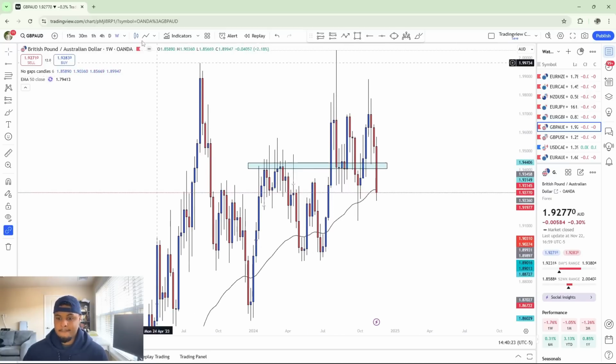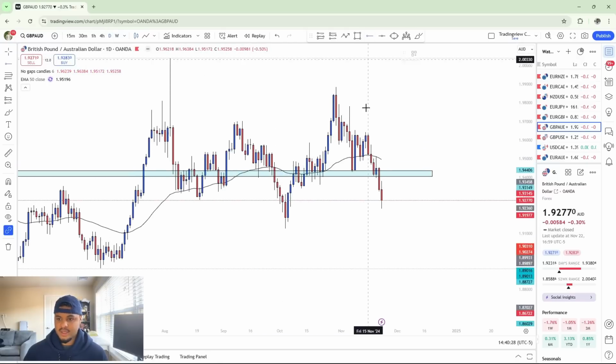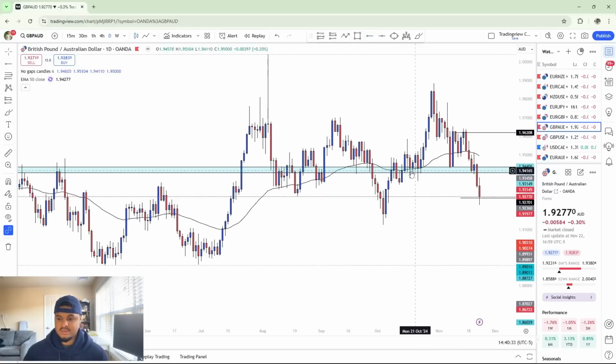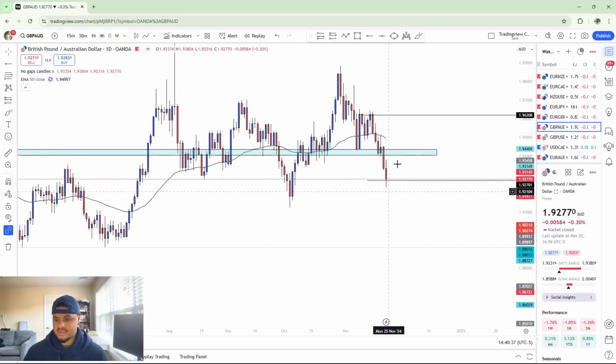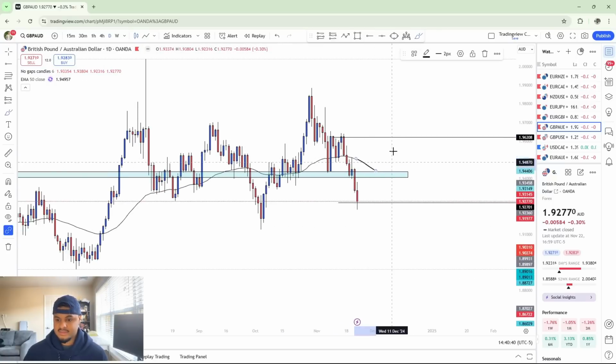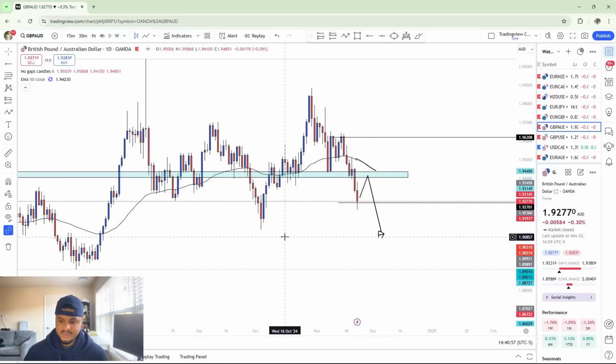GBP AUD, bearish on the weekly, bearish on the daily. Right? This is where we're at. This is what we're looking at. Area of interest, one touch, two, three, four, five, all that good stuff. EMA is above. What are we looking for? Price to retest. Go to the downside. How many pips is this? 226 pips.